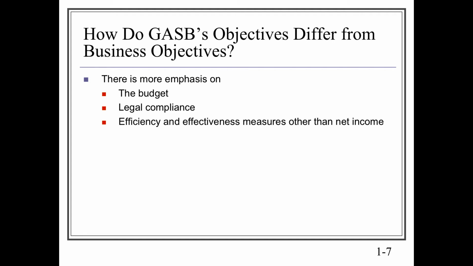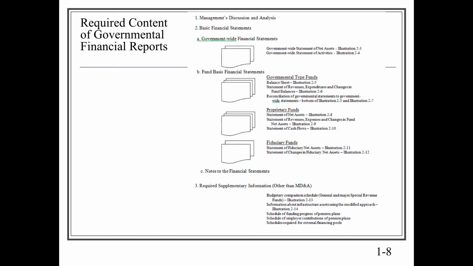In essence, GASB's objectives are different from FASB's objectives in that they put more emphasis on the budget, legal compliance, and efficiency and effectiveness measures other than just net income. A comprehensive annual financial report, or CAFR, is the government's official annual report prepared and published as a matter of public record. Similar to 10-Ks for for-profit firms, the CAFR contains introductory material, an auditor's report, certain RSI, schedules necessary to demonstrate legal compliance, and statistical tables, in addition to the basic financial statements and other statements.